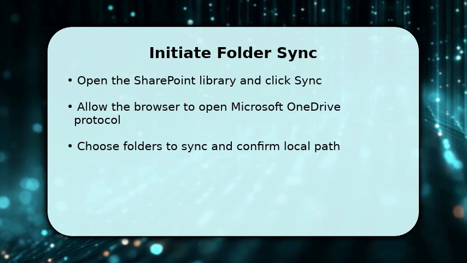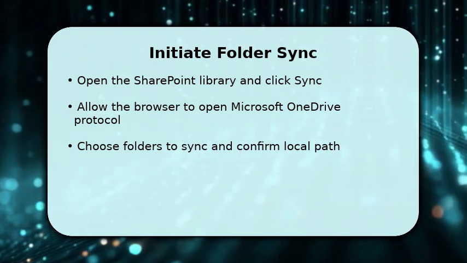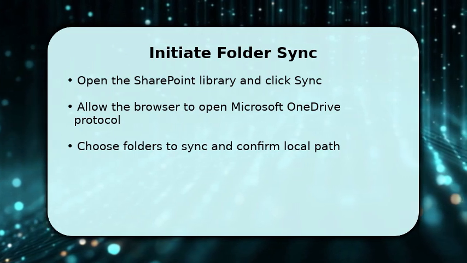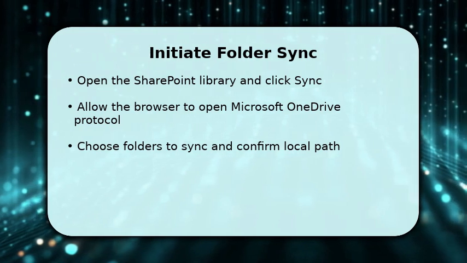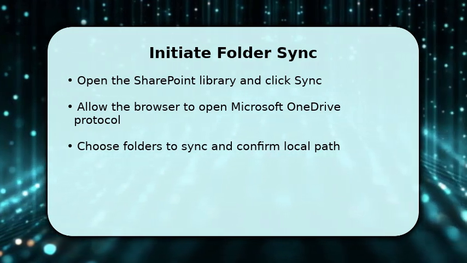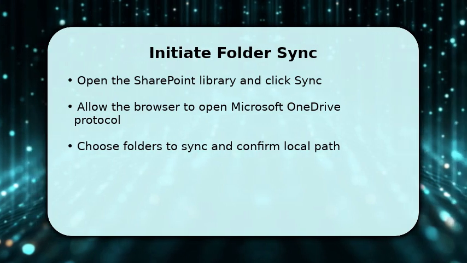The OneDrive client will ask which folders to sync and where to place them locally. Choose only what you need to save space. Make sure the local path has sufficient disk space. If it's a large library, consider selective sync to avoid filling your drive.